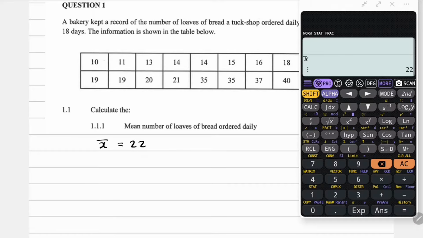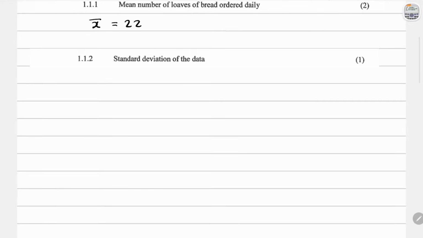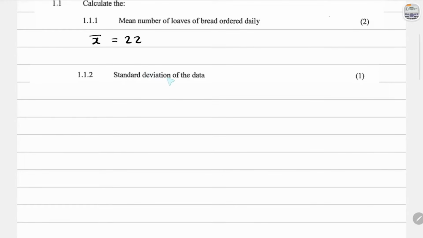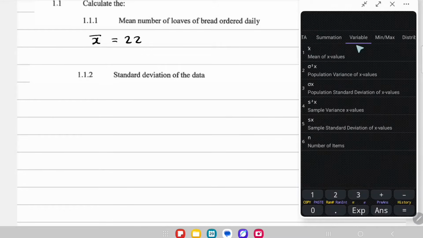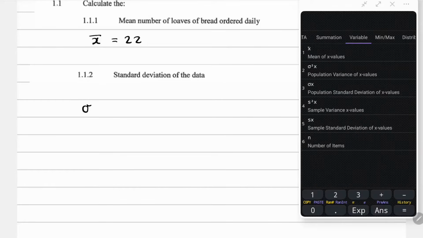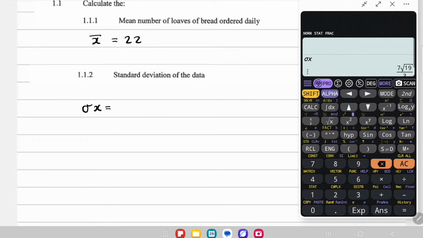Moving on to the next question. Question 1.1.2 asks us to find the standard deviation of the data. Okay, so with the standard deviation, again, we can just press AC, Shift 1. And then we're going again for variable, option number 4. And then the standard deviation. For the standard deviation, make sure to go for the option that looks like that. And that will be our standard deviation.